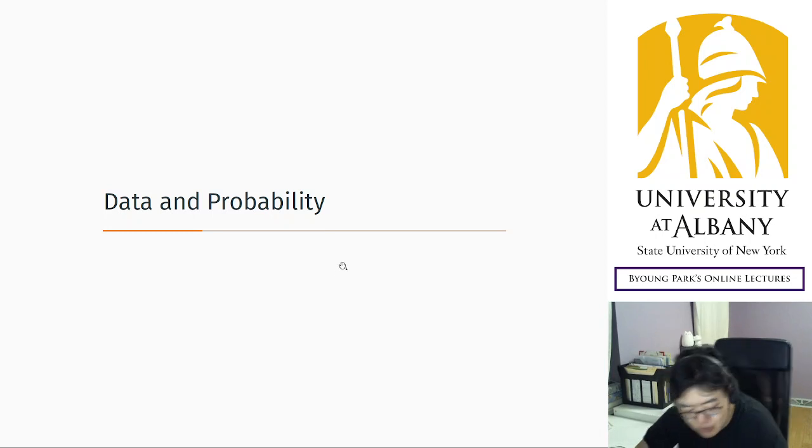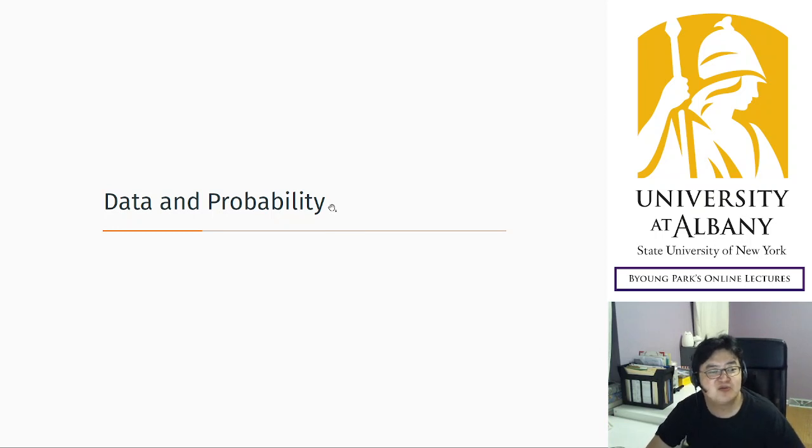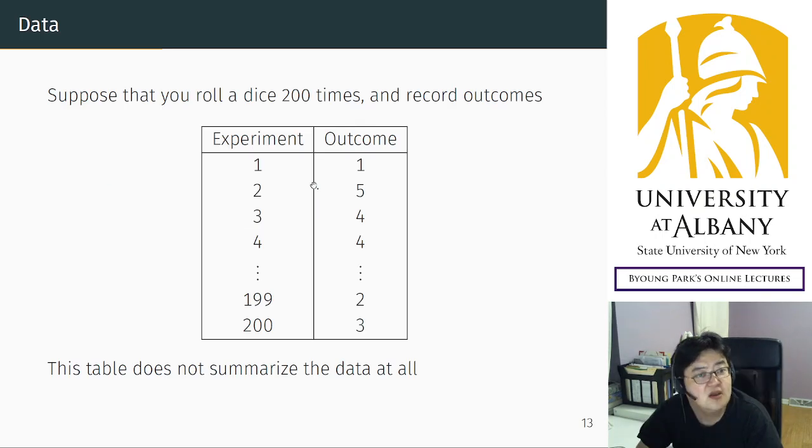Okay, so far we discussed a very abstract structure and concepts. Now we are going directly to the data. Given the data, we will study how to calculate probability and how to understand the probability. Here, think about this data. This is the same example as rolling a dice, the simplest possible example. Suppose that you roll a dice 200 times and you recorded the outcome.